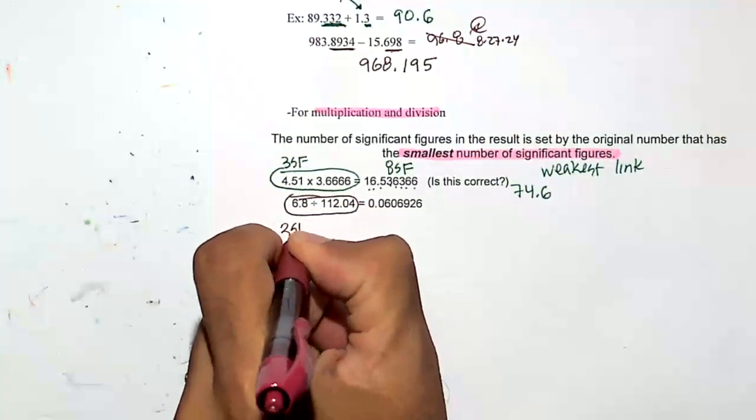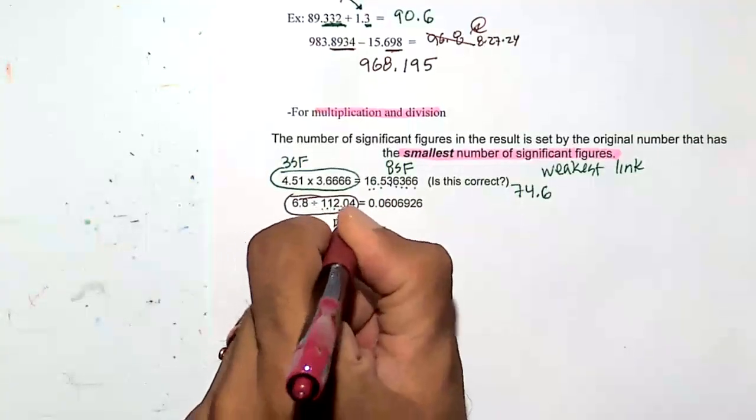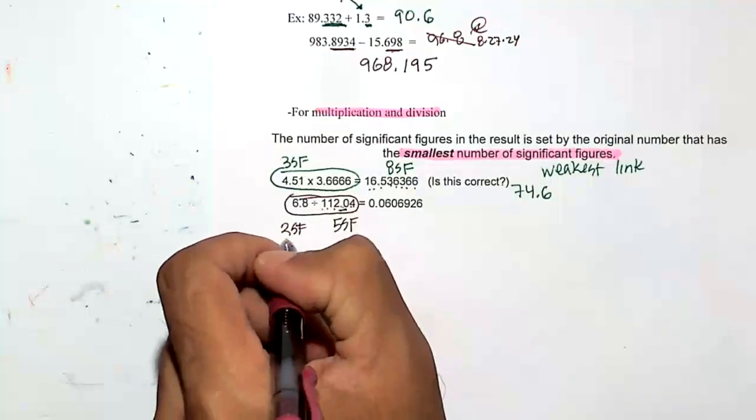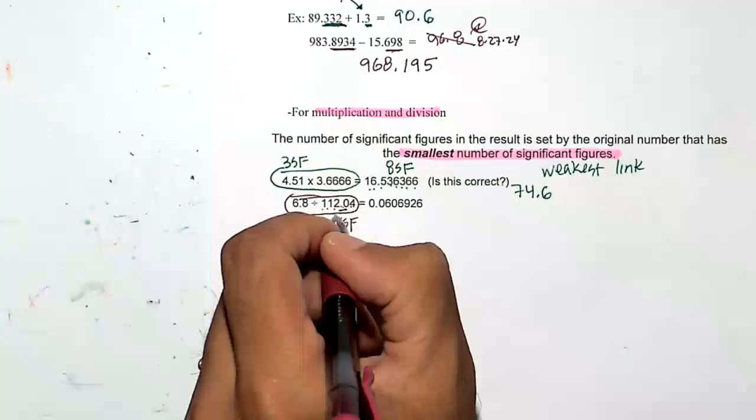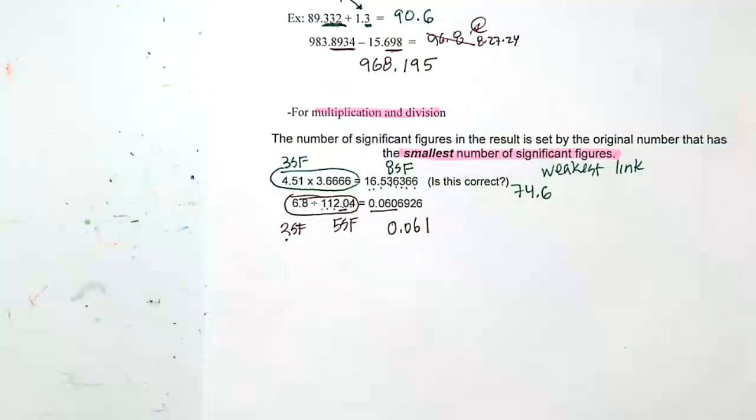So how many sig figs are in this one? And this one? Is that 0 significant? Yes, that 0 is significant. So we're going to report this to 2 significant figures because we only know this to 2 sig figs. So the answer here, 2 sig figs, I'm going to go with 0.061. This has 2 sig figs. I'm rounding it. Are you okay on this?